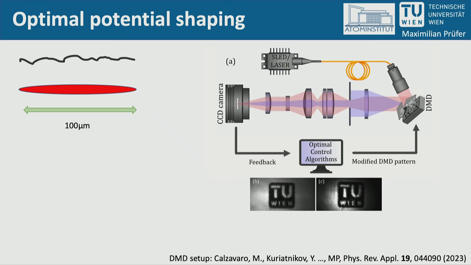And just so that you see that we can do really what we want, this is one of the patterns that we created. This is the logo of our home university. This is always a bit of self-advertisement, yeah? So you can see we can do really arbitrary patterns.